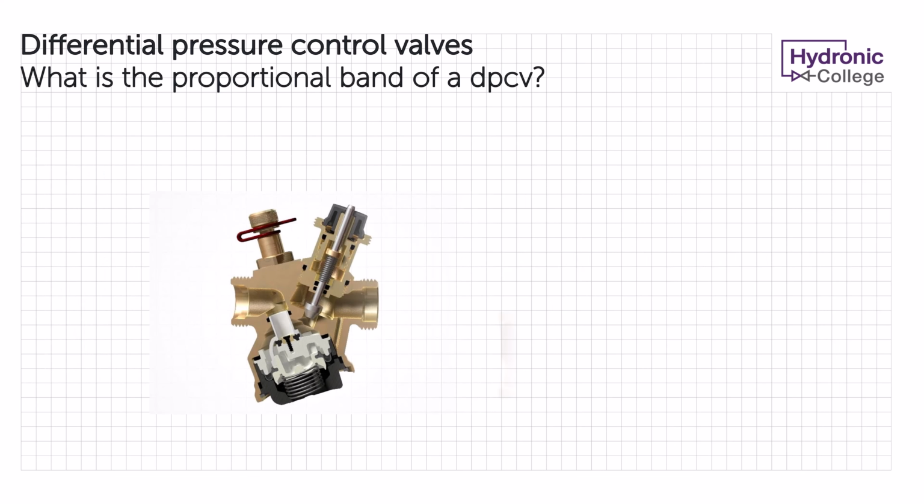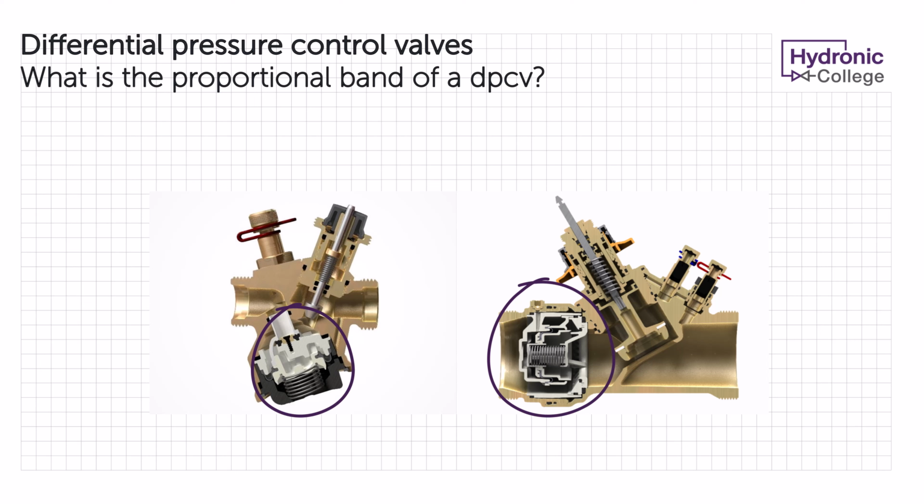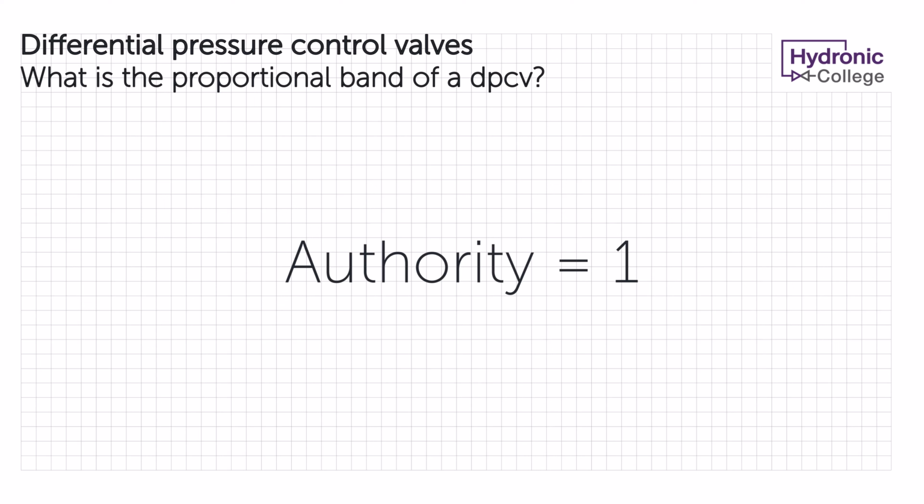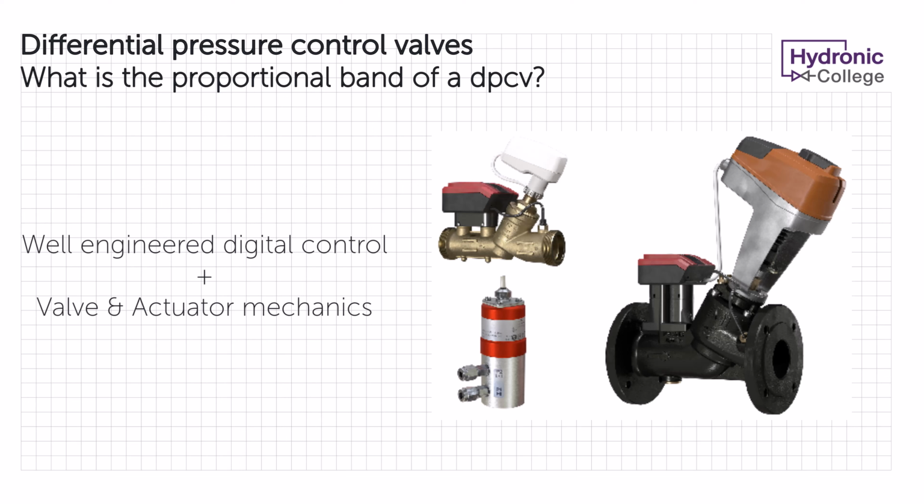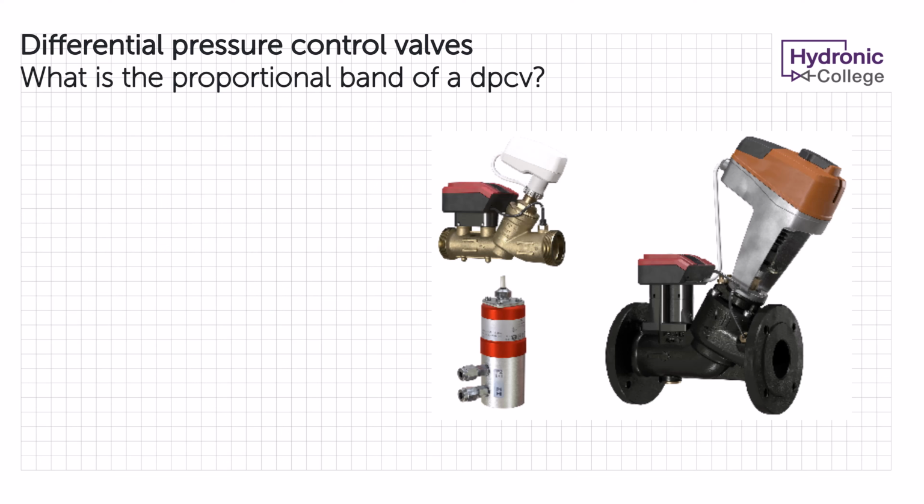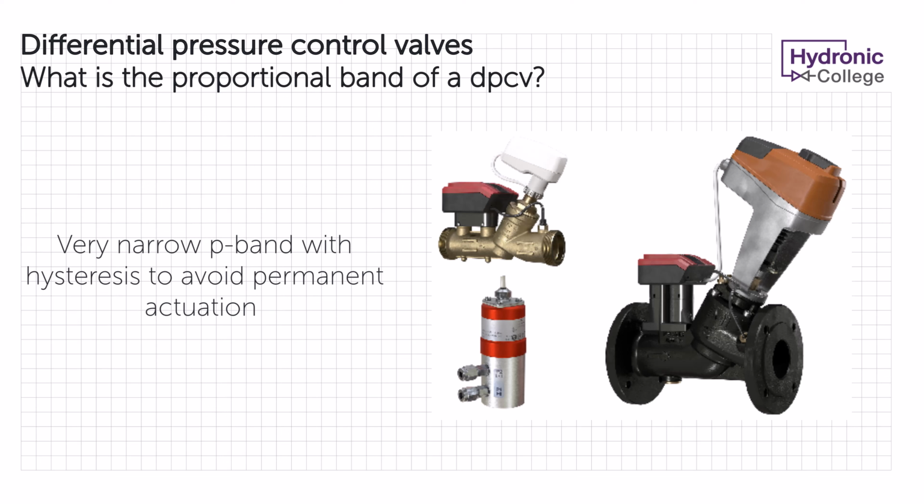PIBCVs also include an internal differential pressure controller, which means they too operate within a proportional band. That's precisely why a PIBCV can never have an authority of 1. In electronic DP controllers, let's say type TA Smart DP, an extra intelligence comes into place. A well-engineered internal control system and mechanics ensure extremely stable control with a very narrow P-band.